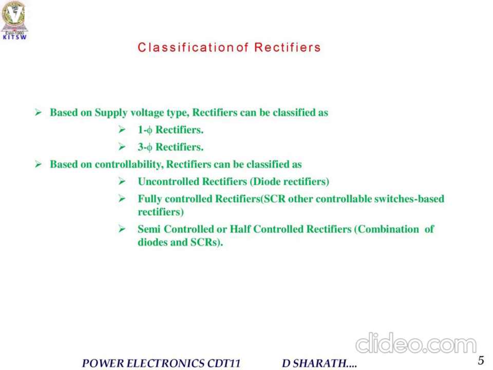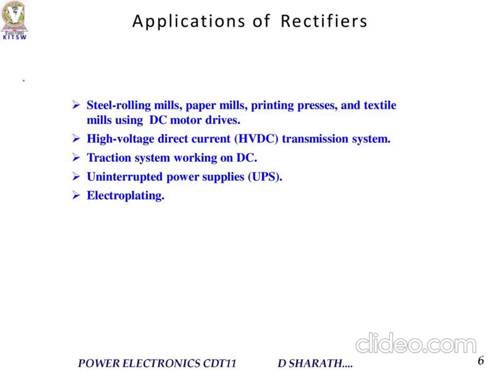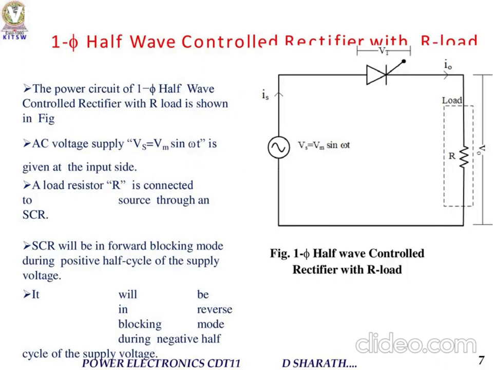Based on supply, they are classified into single phase and three phase rectifiers. Based on controllability, they are uncontrolled rectifiers, fully controlled rectifiers, and semi-controlled or half-controlled rectifiers. Fully controlled means all thyristors, uncontrolled means all diodes. Coming to applications, they are used in paper mills, printing presses, high voltage direct current transmission systems, traction, and UPS. For electroplating applications also, where DC is required, we use rectifiers.